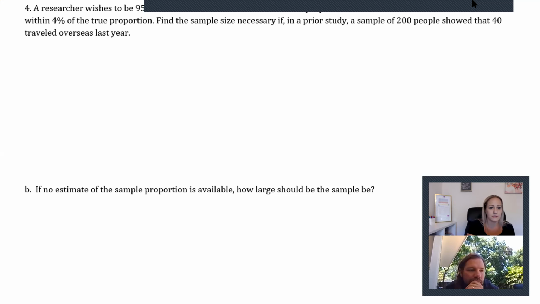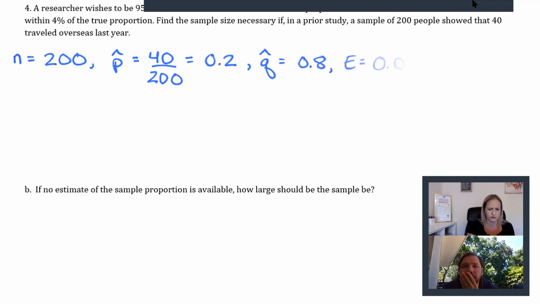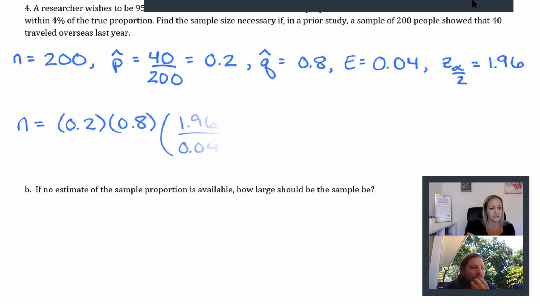So n is the total number of people, which is 200. P hat is the proportion of people who traveled overseas, so that's 40 out of 200, which reduces to 0.2. Q hat is just 1 minus p hat, so 1 minus 0.2 is 0.8. We want to be accurate within 4%, so your margin of error is 0.04, and z alpha over 2 for 95% is 1.96. So we'll plug into our formula: 0.2 times 0.8 times (1.96 over 0.04) squared, and you get 384.1.